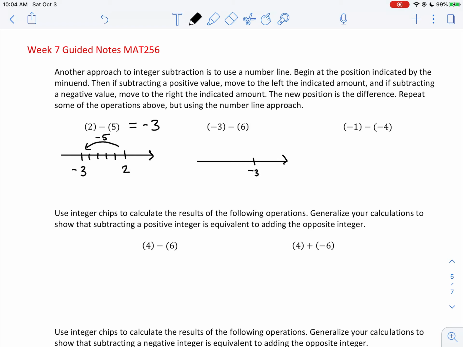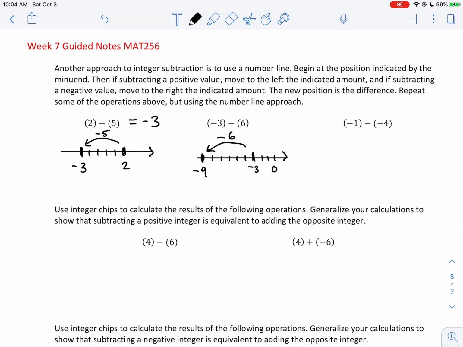Negative 3 minus 6, so start at negative 3. There's negative 3, which is, there's 0. You don't have to put 0 in there, but just remember negative 3 is 3 units left of 0. And if I remove positive 6, to remove a positive, you go left. So I want to go left 6. 1, 2, 3, 4, 5, 6. Let's indicate our start and stops a little bit better. And I removed 6. And when you go left 6, that takes you to negative 9.